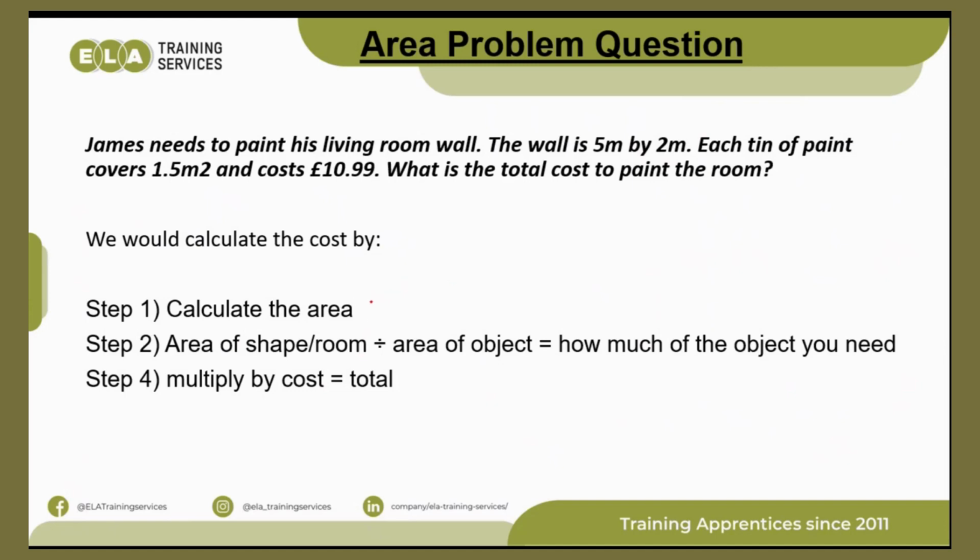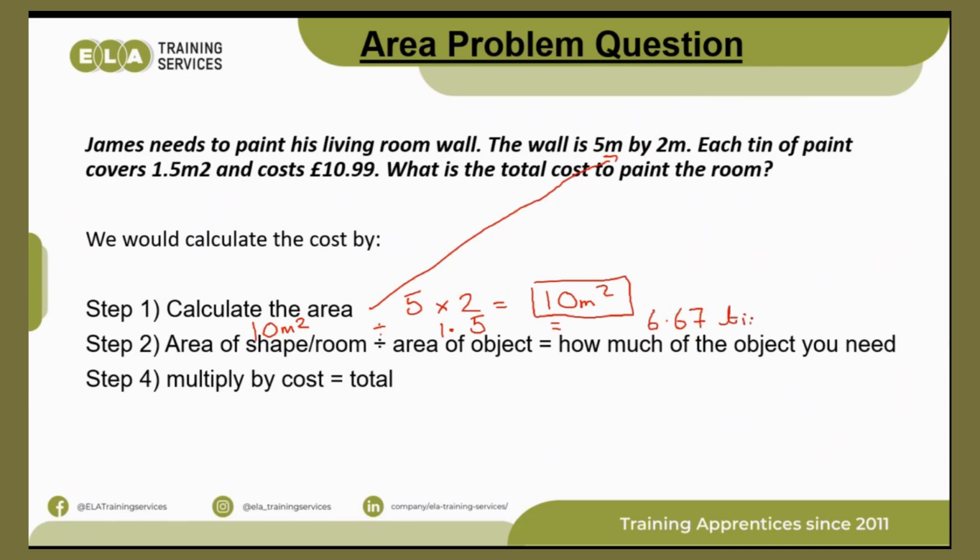So we're going to calculate the area where we're going to use these 2 measurements. So 5 times 2, and his room is 10 metres squared. Okay, step 1 done. We then do the area of the shape or room, which we've just calculated as 10 metres squared, divided by the area of our object, which we know is 1.5. So let's have a look. How many tins of paint does he need? 10 divided by 1.5, and he needs 6.67 tins.